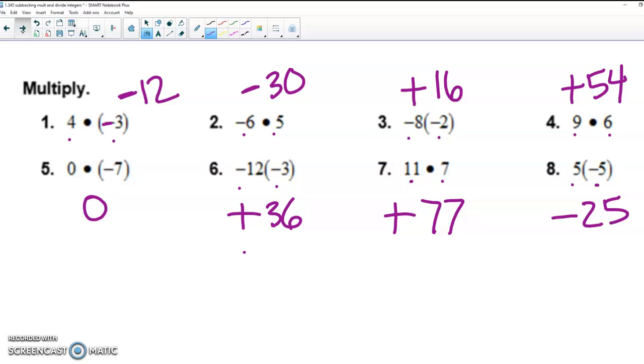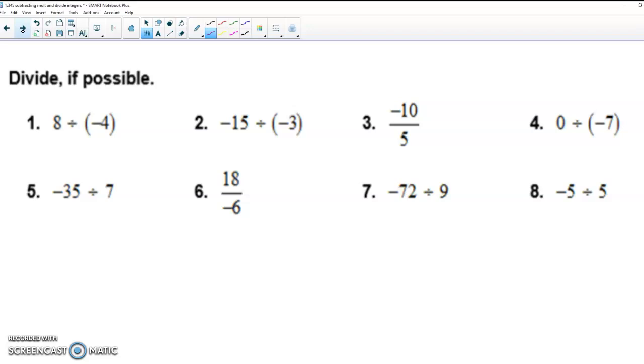Okay, how about division? Same rules. Let's go through and just look at the signs first and decide if our answer is going to be positive or negative. So, same thing. If one of them is negative, my answer is negative. Go across this top row. Both of them are negative at the party. They can hang out together. I get a positive answer.